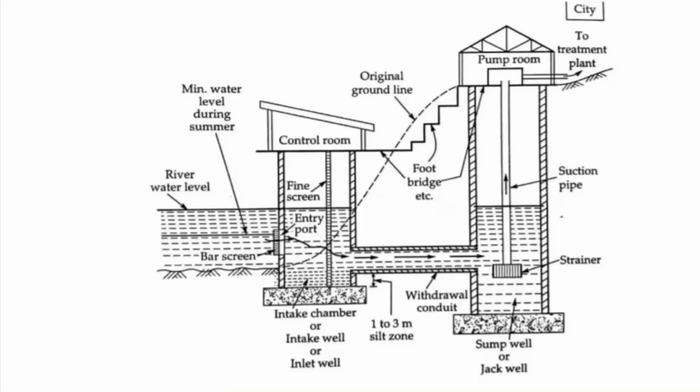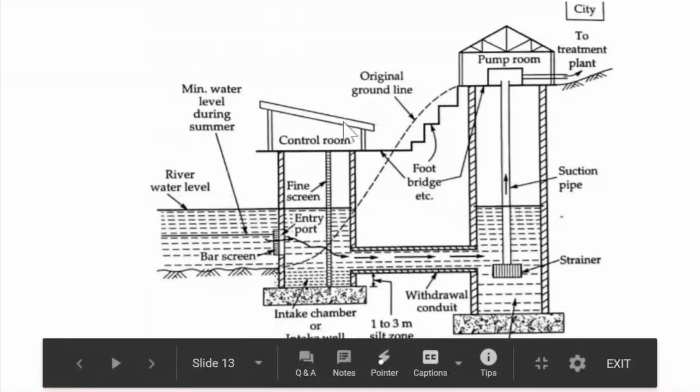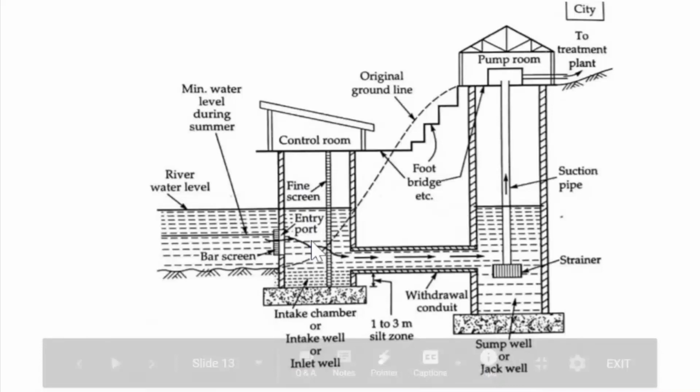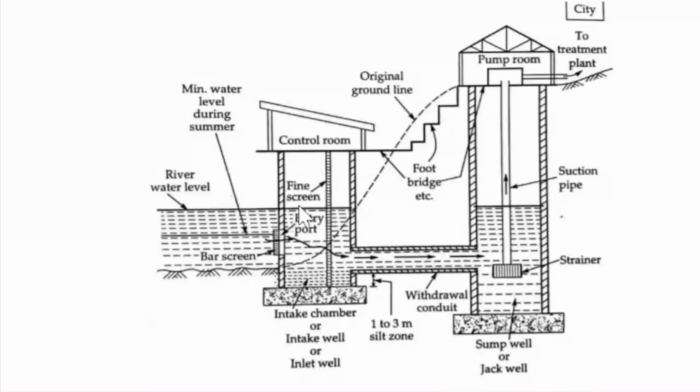This is the picture of a twin well type river intake structure. Here, you can see the inlet well. The inlet well is the intake chamber. The connected pipe is known as the inlet pipe. Water enters the inlet well and is transported to the jack well, or the collection well, by the withdrawal conduit or inlet pipe. Here also, like the intake towers, a control room will be provided for operating the gates.